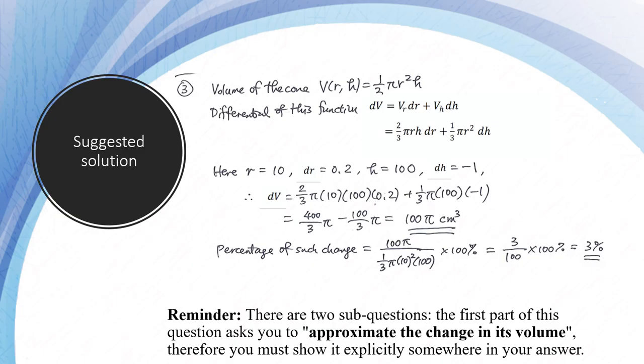And then the percentage of such change is delta V over the original V times 100%, and that will be 3% overall. Most of you missed making the units equal, and sometimes people forget to use the volume formula, so I hope this could help.